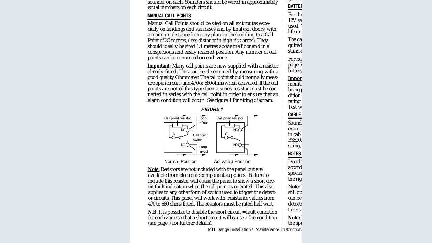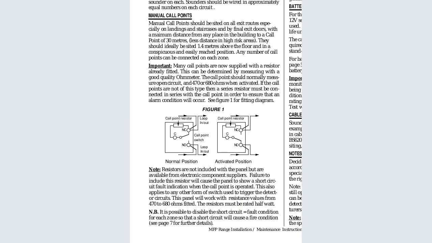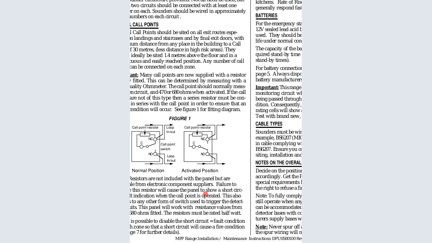Note, the resistors are not included in the panel but are available from electronic component suppliers. So failure to include this resistor will cause the panel to show a short circuit fault indication when the call point is operated. So for those who will find themselves installing these things, you should know that you have to include a resistor in the manual call point. So this also applies to any other form of switch used to trigger the detector circuits. This panel will work with resistance values from at least 470 to 680 ohms fitted. So the resistor must be rated a half watt. You can see that.